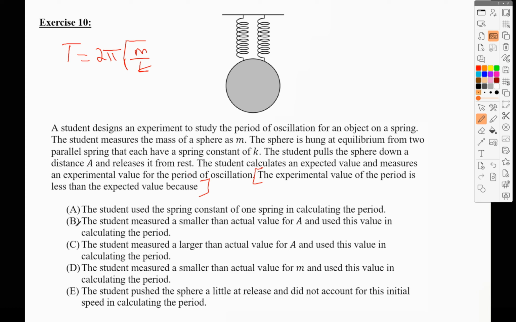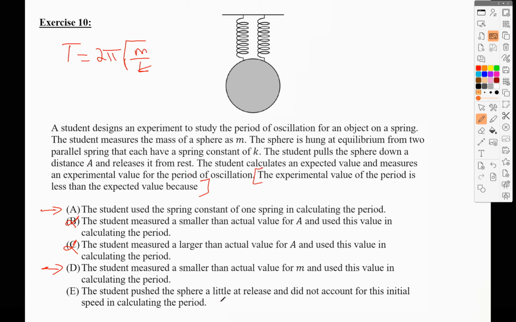Now, let me go by order. A, the student used the spring constant of 1 spring in calculating the period instead of 2. We know that the springs affect the period, so I will keep A. B, the student measured a smaller than actual value for A. A doesn't affect the period, we can directly eliminate B. C, the student measured a larger than actual value for A. We can directly eliminate it. D, the student measured a smaller than actual value for m and used this value in calculating the period. We know that m affects the period.